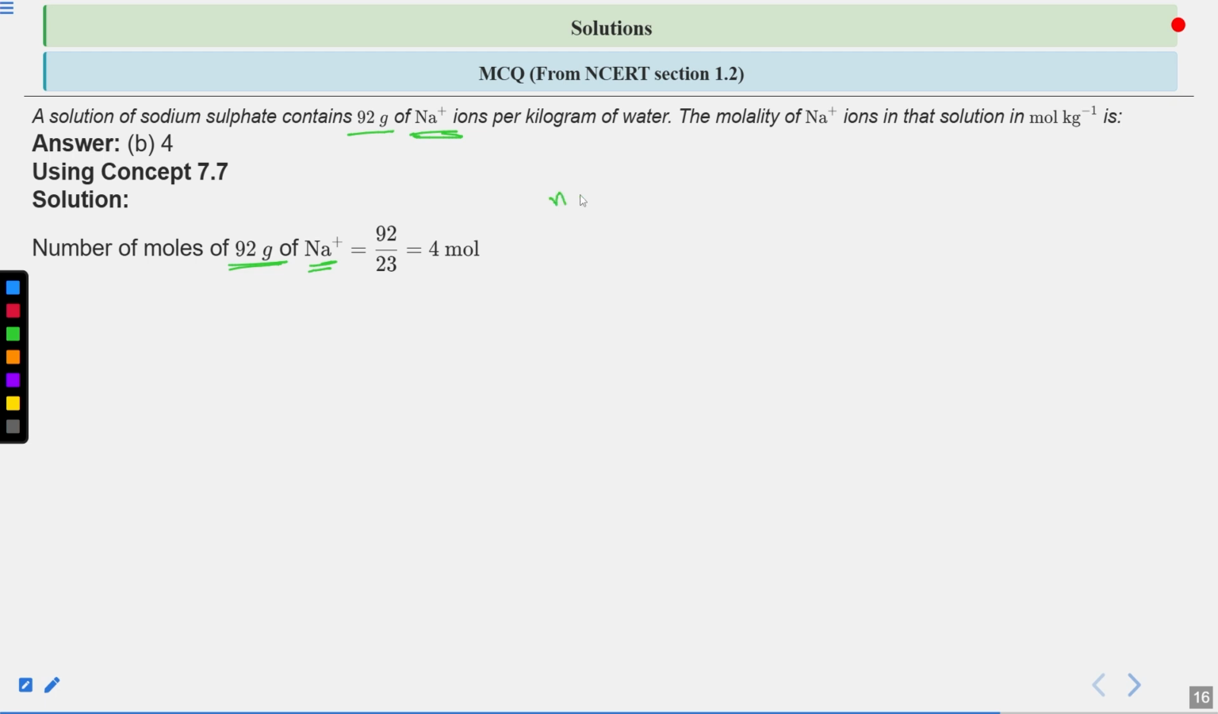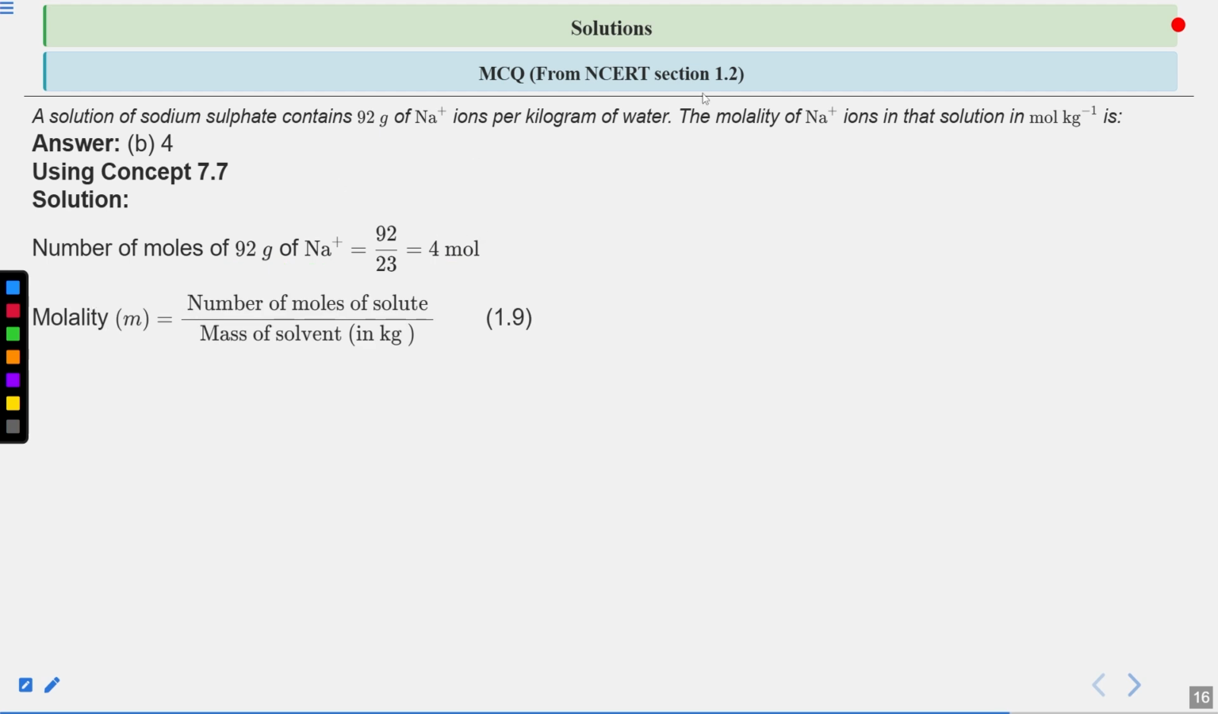The number of moles is defined as the given mass upon the molar mass. If you know the given mass and the molar mass, you can easily determine the number of moles. So the number of moles in the given mass of sodium positive ions will be the given mass, 92 grams, divided by 23. 23 is the molar mass, or atomic mass, of sodium. This fraction equals 4 moles. So the number of moles present in 92 grams of sodium positive ions is 4 moles of sodium positive ions.